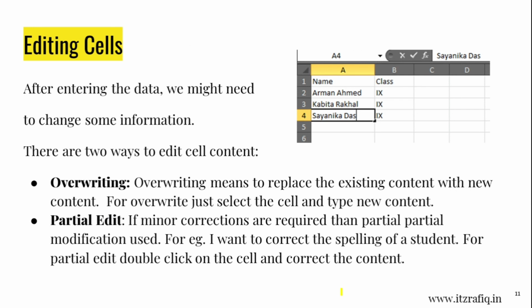After entering the data, we might need to change some information. There are 2 ways to edit the cell content. Overwriting. Overwriting means to replace the existing content with new content. For overwriting, just select the cell and type the new content. Partial edit. Sometimes minor corrections are required, then partial modification is used. For partial edit, just double click on the cell.